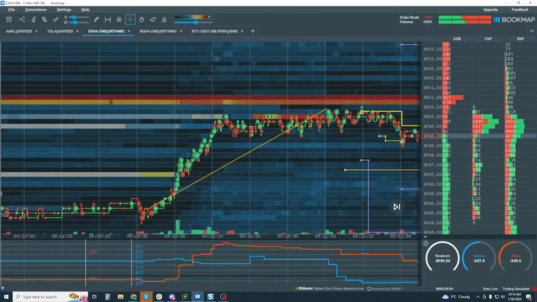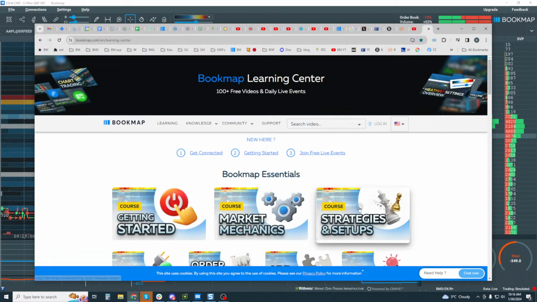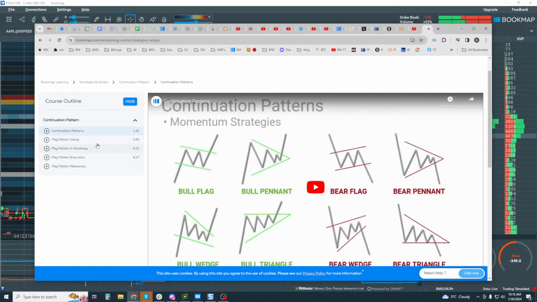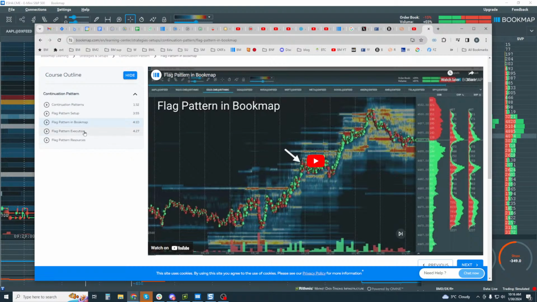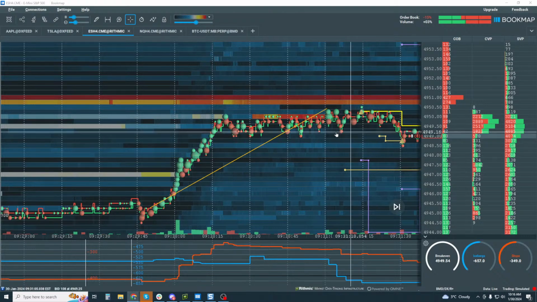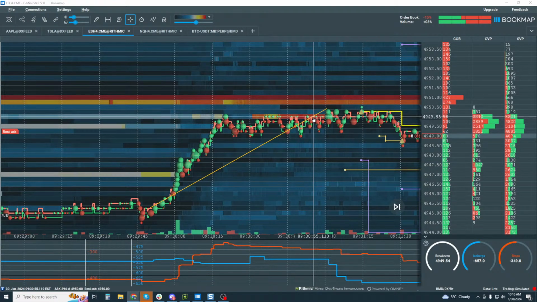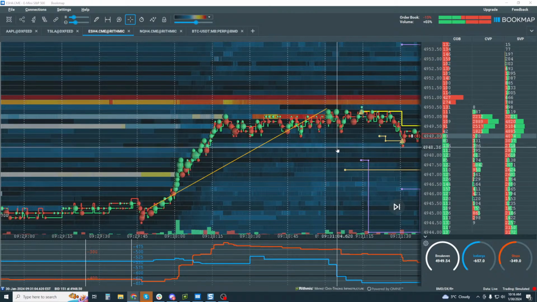This is not the typical flag pattern that we were talking about over here from the Learning Center. We'll go through the checklist in here, but the flag pattern has higher liquidity up at this higher level. It has a lot of different elements in here that we don't have, and the reason being is that this is a momentum drive at the open, right? And I'm just going to ride that.